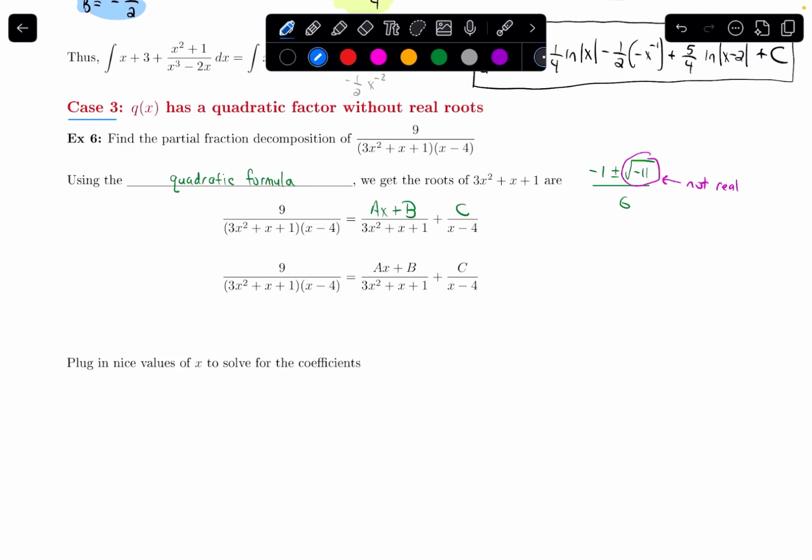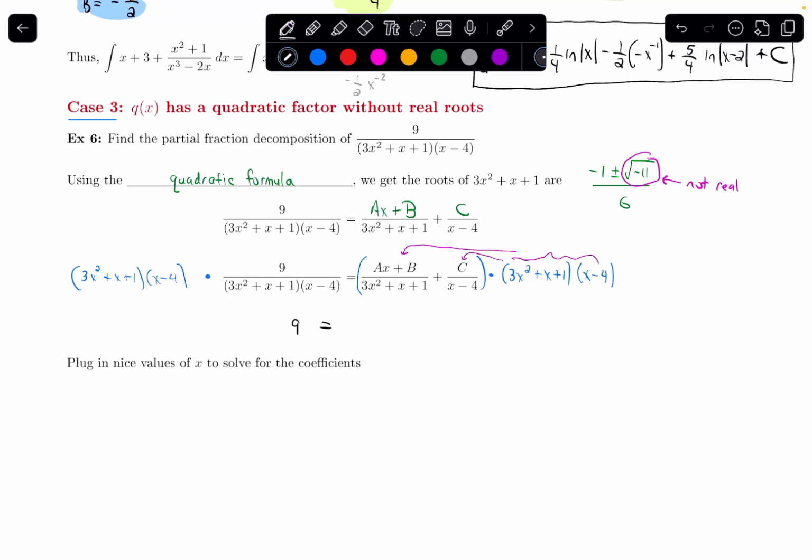So let's clear the denominators by multiplying both sides by everything in the denominator, 3x squared plus x plus 1, and then also by x minus 4. If I do it on the left, I have to multiply the whole thing on the right by that as well. So 3x squared plus x plus 1 times x minus 4. On the left, it'll cancel out the denominator entirely, and I'll get 9. On the right, we have to take this whole thing I'm multiplying by, multiply it by this first fraction, and multiply it by the second fraction.